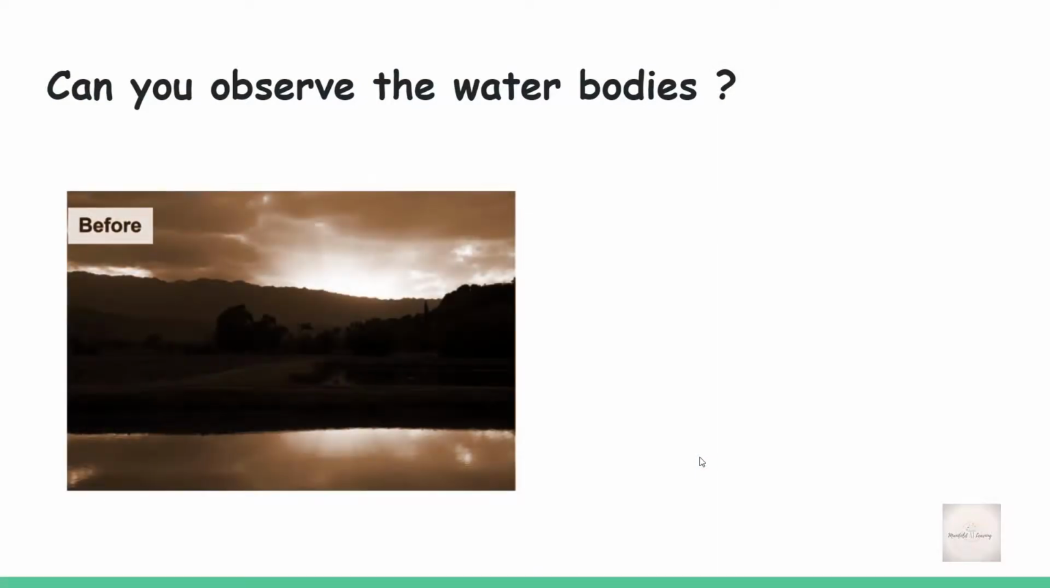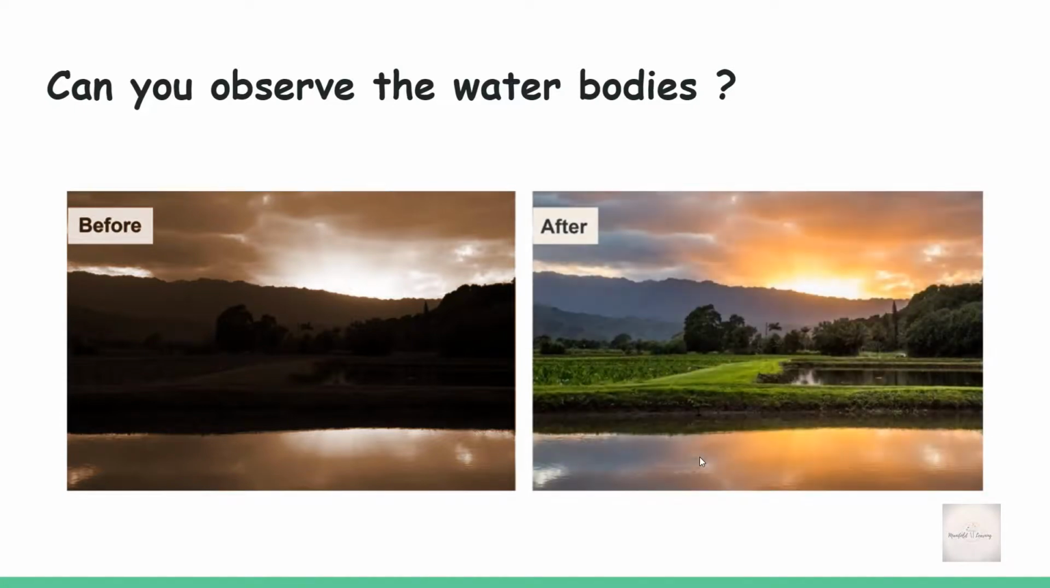In this image, can you identify how many water sources are present? Yes, we can identify one water source at the bottom of the photograph. Now look at the same photograph but with various effects added. Can you tell me how many water bodies we see in this image? Oh yeah, we can now see two water sources in the image.